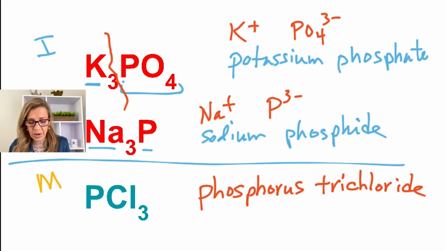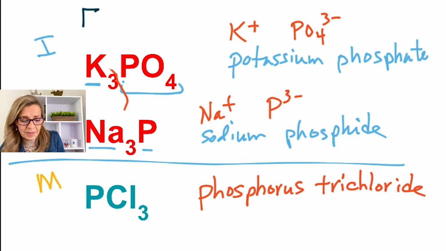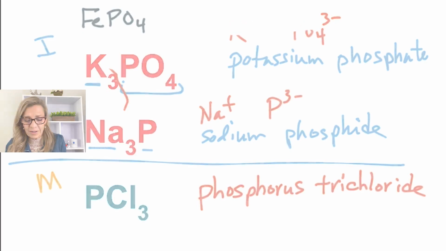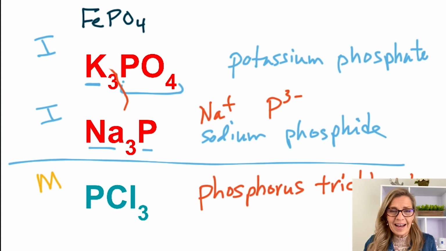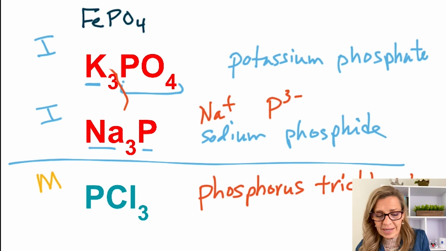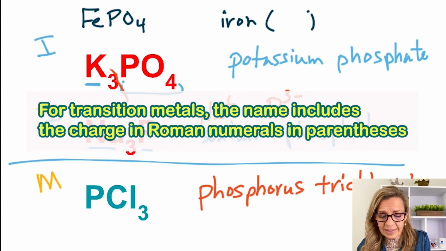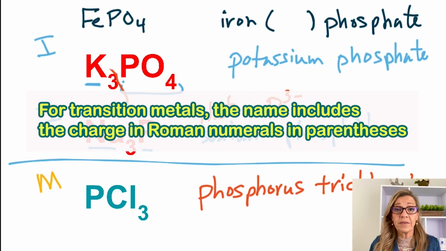Now I'm going to show you one more little trick. Let's take an ionic compound, and instead of potassium phosphate, let's do iron phosphate. Now there's something unique about the iron here. Iron is a transition metal, and so we're going to name this compound iron, and then we're going to use parentheses, and then we're going to use the word phosphate. Now iron can form more than 1 charge of cation. It can be a +2 or a +3. So how do we know which one is in this compound?